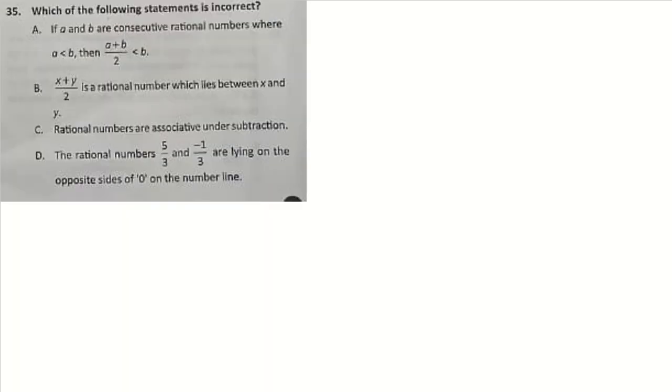That's correct. Which is incorrect? If A and B are consecutive, now this may seem confusing as you might think that all four are correct. Like, look at this. A and B are consecutive rational numbers where A is smaller than B. Then (A plus B) upon 2 is also smaller than B. That is true because (A plus B) upon 2 is the formula for the number exactly in between A and B. And because B is greater than A, B is greater than the point in between.